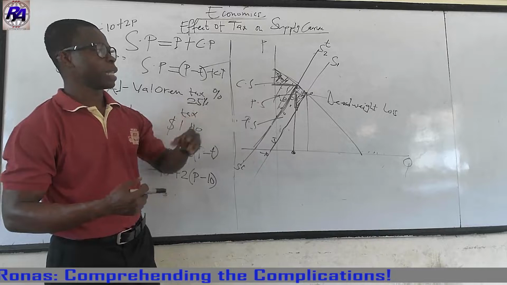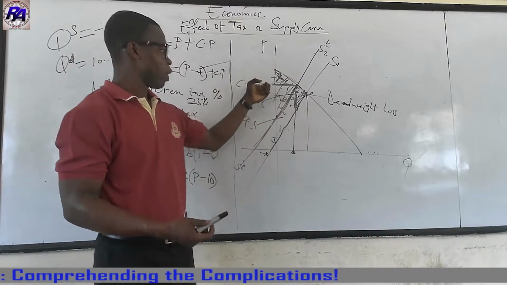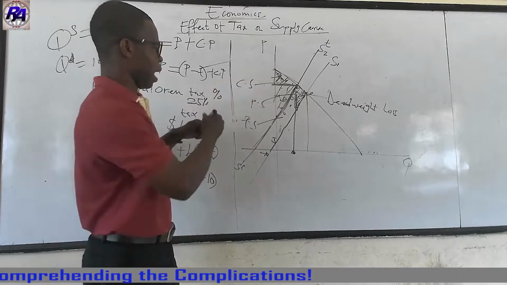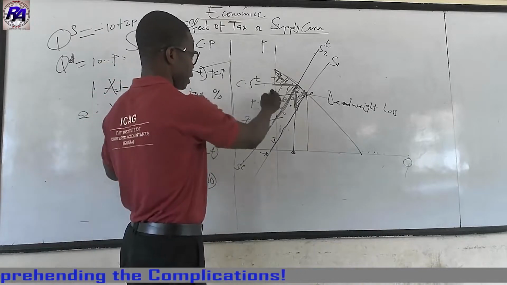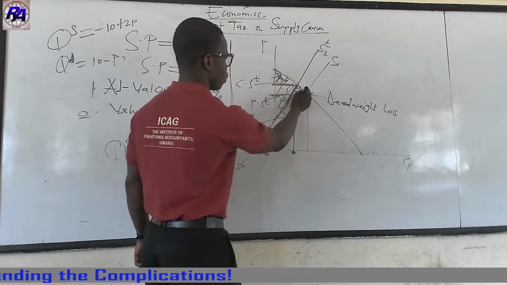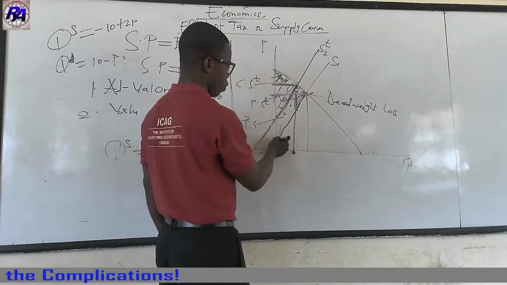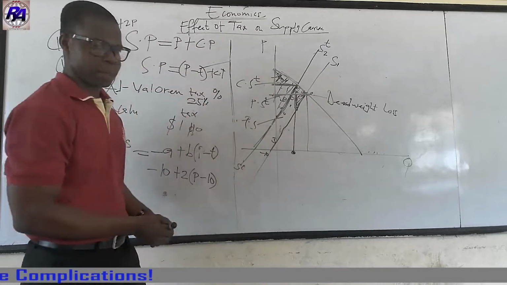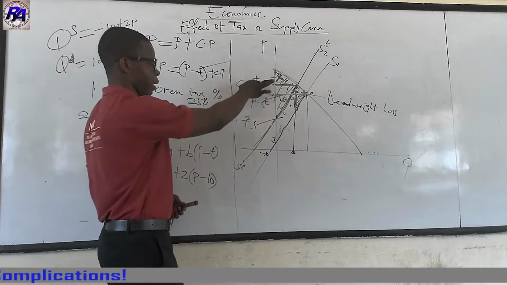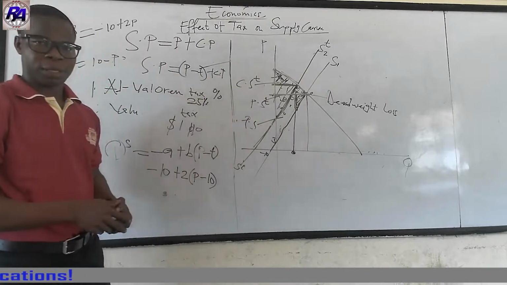So that is the effect of tax on the supply curve. From here you can see that this is the consumer surplus after tax, and this is the producer surplus after tax. Because initially, when there was no tax, our consumer surplus was this one, and after the imposition of tax, look at what has happened to our surpluses. So this is the effect of tax on supply.